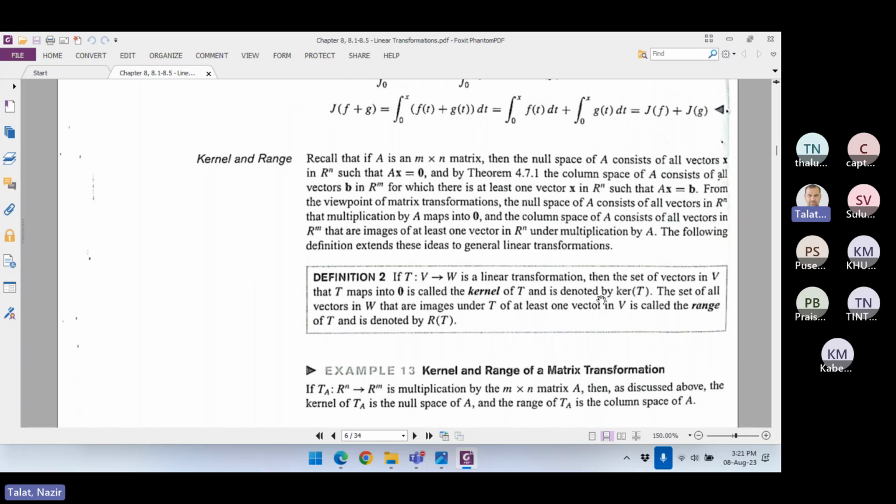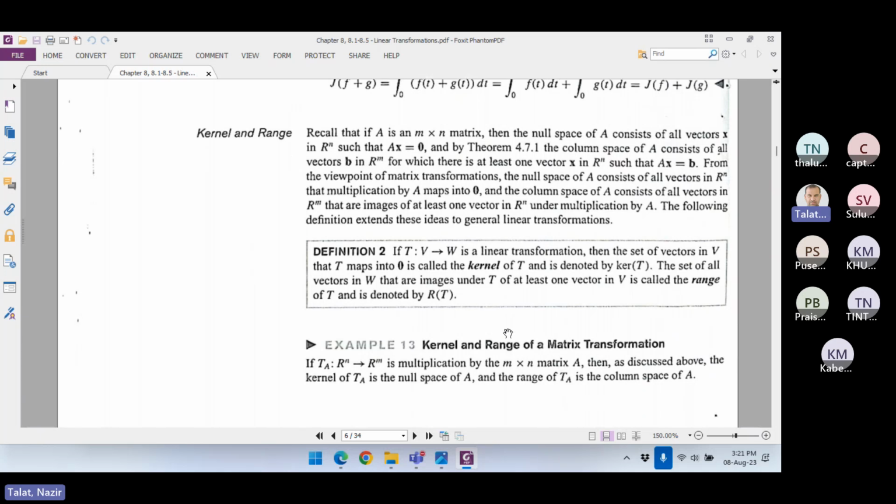It means the kernel of T is the collection of all those elements of V whose image is equal to 0 in W. And the set of all vectors in W that are images under T of at least one vector in V is called the range of T, and it is denoted by range of T. So the range of T and the kernel of T are two important sets, and we can see that these two are also subspaces.